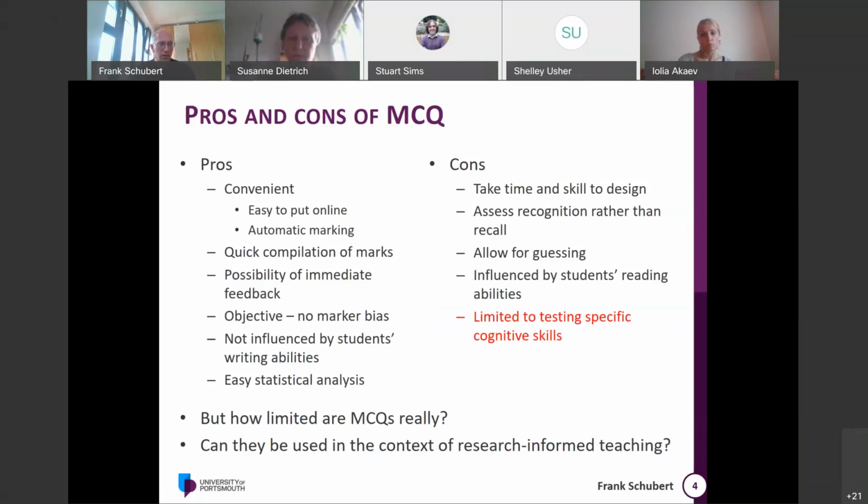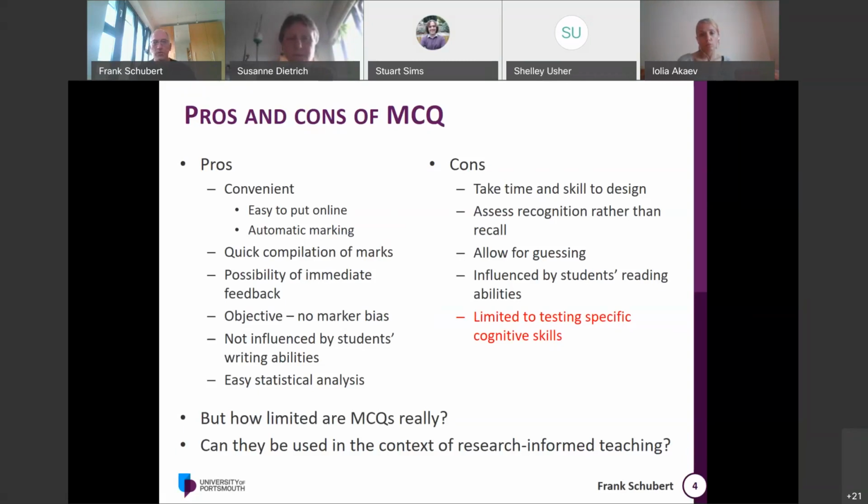A real advantage of using MCQs is that the marking is objective. There is no marker bias because it is automatically done and the answer is either correct or not. Also, something to consider is it's not influenced by the student's ability of writing. And that is important in some cases because not all students are equally able to express themselves in writing. As you will see, we can also use MCQ results very easily in terms of statistical analysis to have a better idea about the efficiency of the test and individual questions.